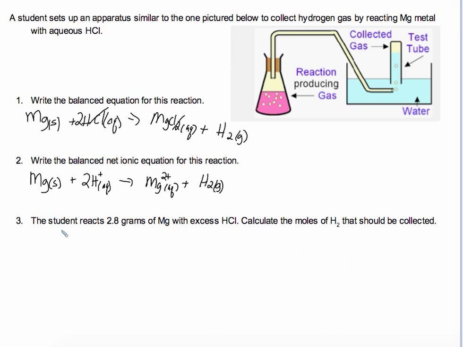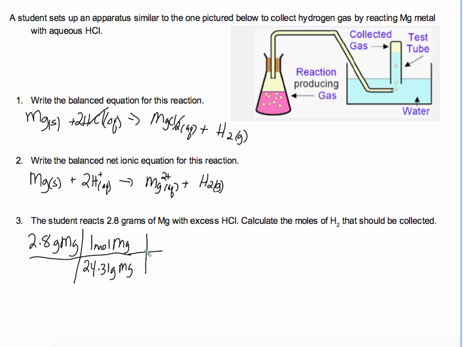All right, a student reacts 2.8 grams of magnesium with excess hydrochloric acid. Calculate the moles of H2 that should be collected. So 2.8 grams magnesium. All right, step 1, change it to moles. 1 mole magnesium, and the molar mass is 24.31 grams magnesium.